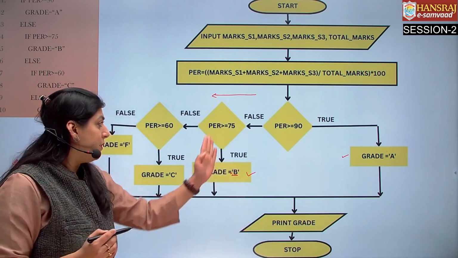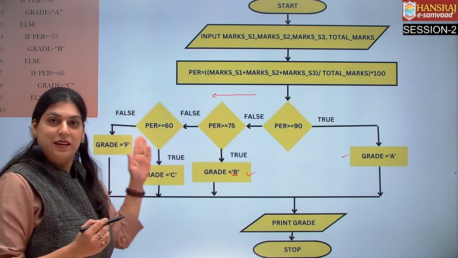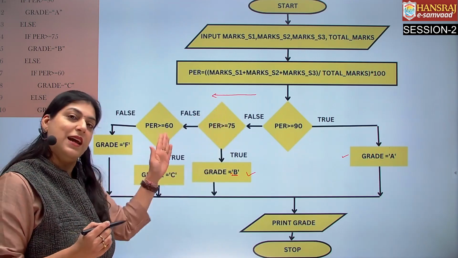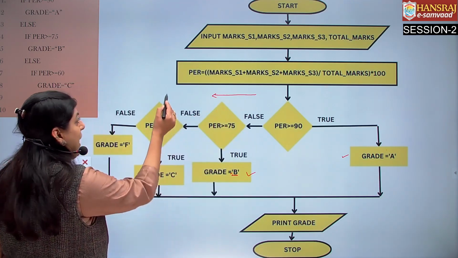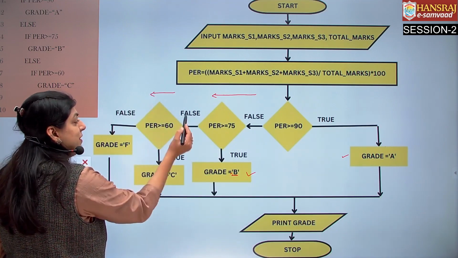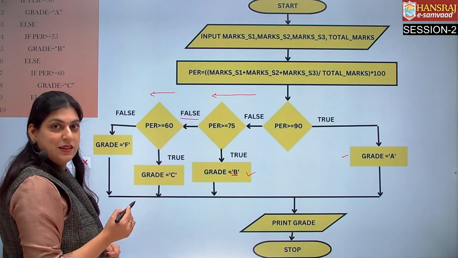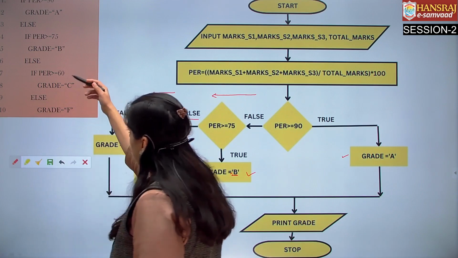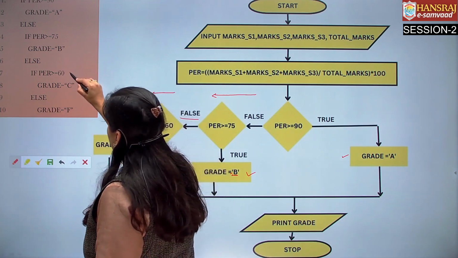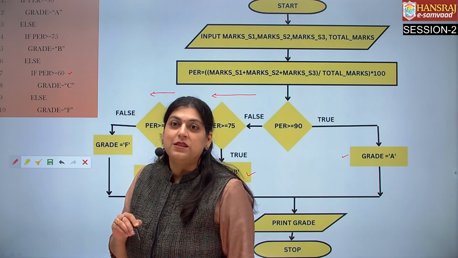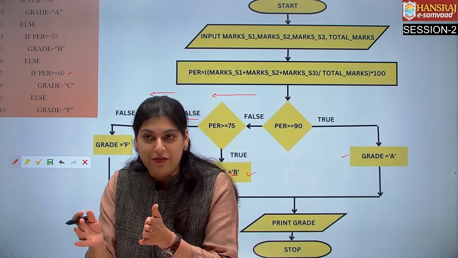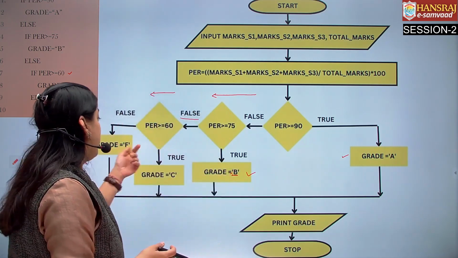What if the percentage is still less than 75? Okay. So, what will happen? I have to move towards this side. This condition is false. So, what does my logic say? If it is less, then I have to check for 60. Right? If percentage is between 60 and 75, you assign the grade C to it.